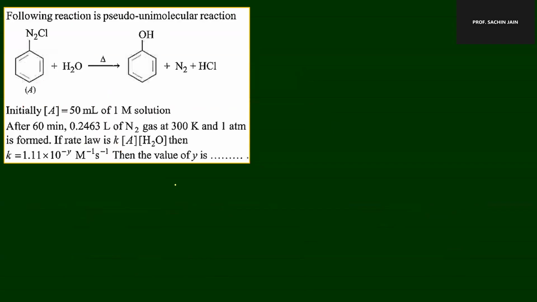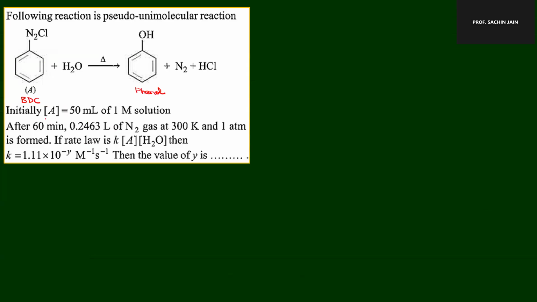Next, following reaction is pseudo unimolecular reaction. दिखते हैं higher order, होते हैं first order, so they are pseudo unimolecular reaction. It's a famous reaction of BDC, BDC undergoing hydrolysis to give phenol with the liberation of N2 gas and HCl. ठीक है? So organic के कुछ reaction यहाँ पर data wise connect हो रहे हैं.